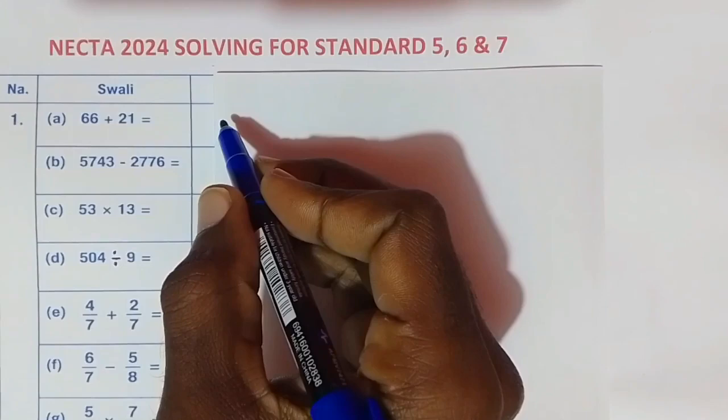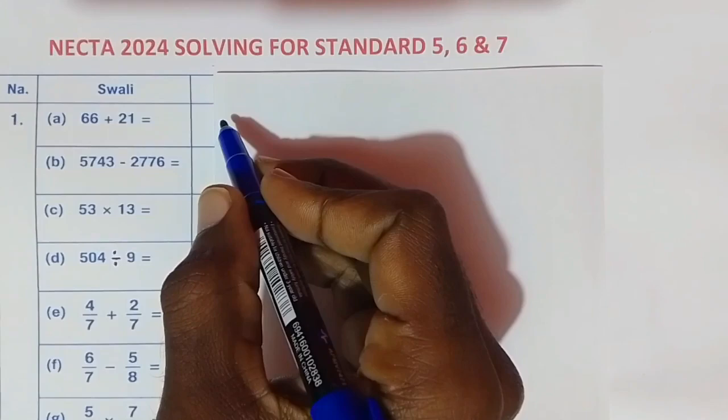Three take away 6, it is impossible. We are going to borrow 1 from 4. This is going to be 13, remain 3. 13 take away 6, we remain with 7. 3 take away 7, it is impossible. We are going to borrow 1 from 7, remain 6. We are going to have 13. 13 take away 7, we get 6.